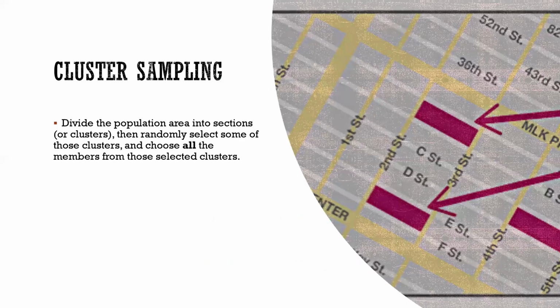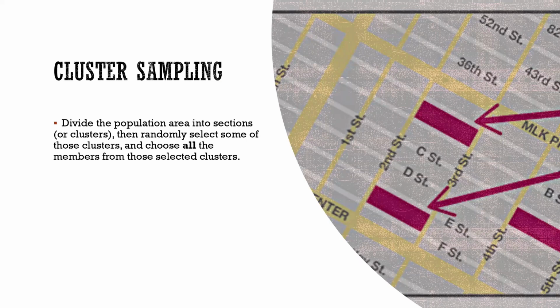So here in cluster sampling, you divide the population into groups, typically meaning more groups than you would in stratified sampling, and you select that entire group to be in the sample.